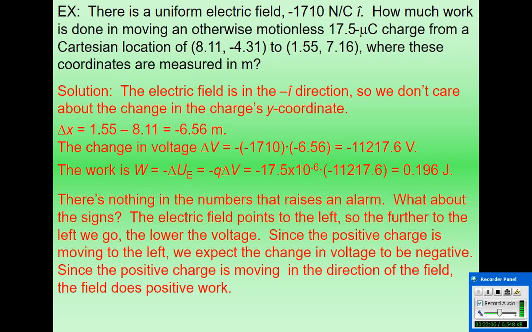Keep in mind that there should be some consistency between the answer you calculate and your expectations. We have a charge that is moving in the negative X direction. The electric field is in the negative X direction. Let's think about this a little bit in terms of gravity. The gravitational field points down. It points in the direction of decreasing height.